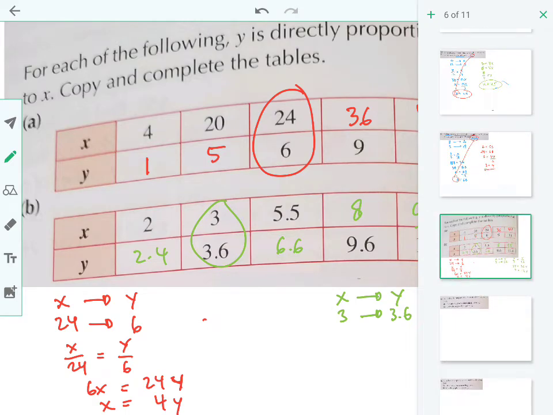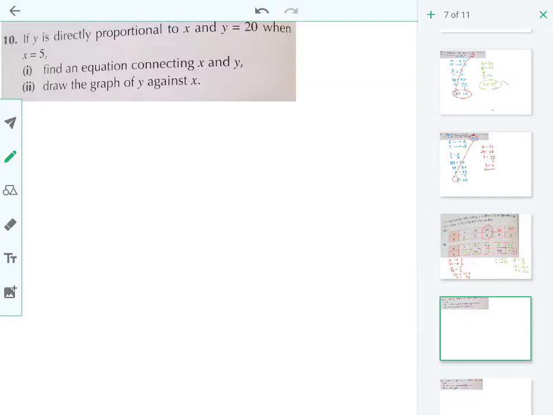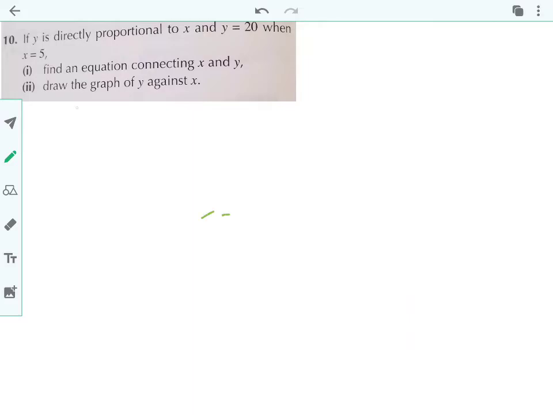Okay, now for number 10, y is directly proportional to x. So y is directly proportional to x, and when y equals 20, x equals 5. So y over 20 equals x over 5. So 5y equals 20x. Okay, so y equals 20 divided by 5, that equals 4x. Okay, so y equals 4x.